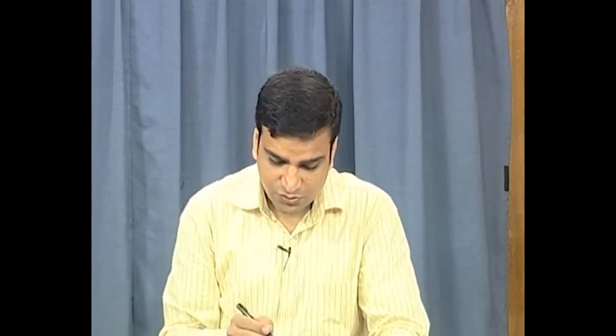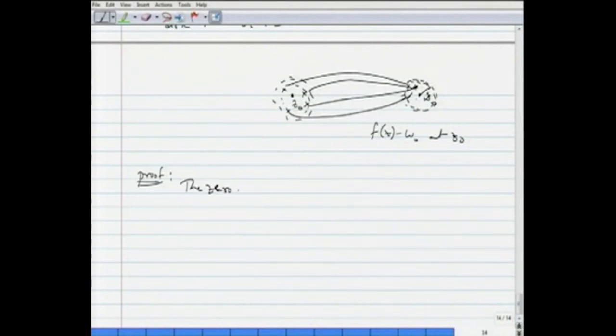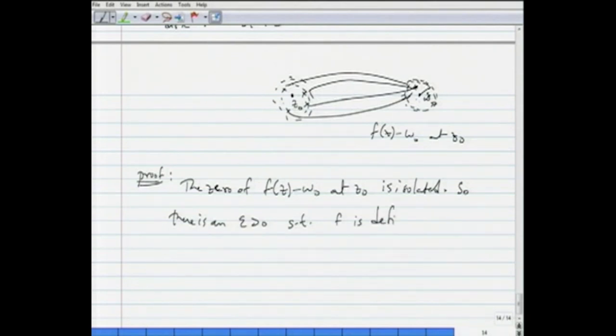We saw that the zeros of an analytic function, which is not identically zero, are isolated. So the zero of f of z minus w naught at z naught is also isolated. So there is an epsilon positive such that f is defined and analytic on modulus of z minus z naught less than or equal to epsilon. This is better said as the closed ball B(z naught, epsilon) bar.